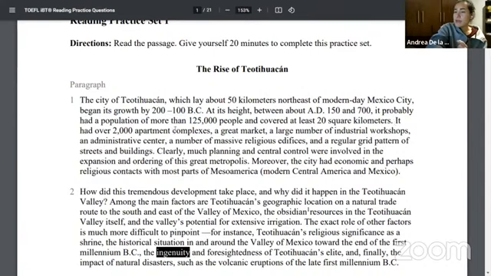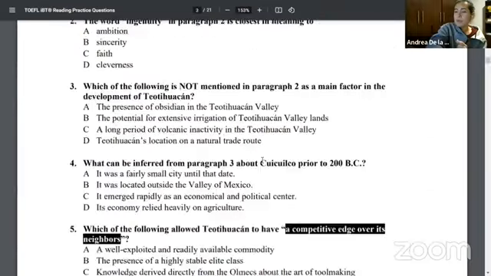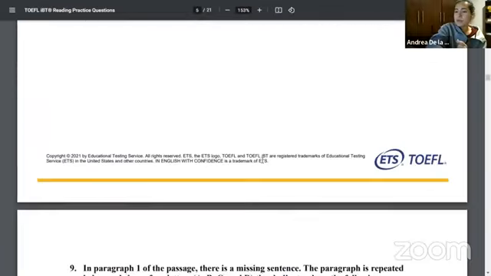It says something about, okay, look at this. It had over 2,000 apartment complexes, that's architecture, a great market commerce, a large number of industrial workshops, an administrative center, a number of massive religious edifices, a regular grid pattern of streets and buildings. Clearly, much planning and central control were involved in the expansion and ordering of this great metropolis, right? And so that idea is the same as the one that you have in option A.